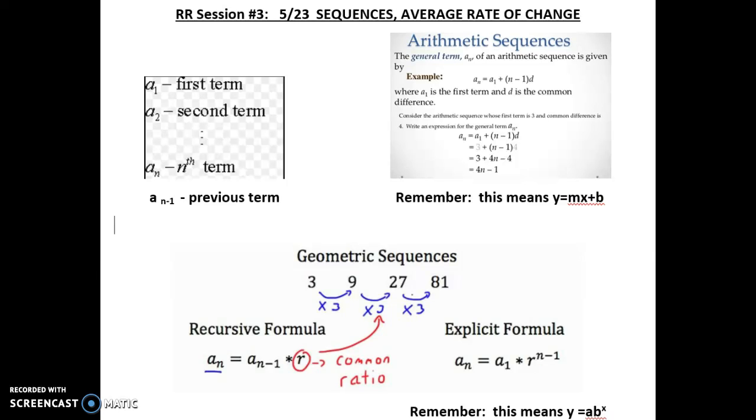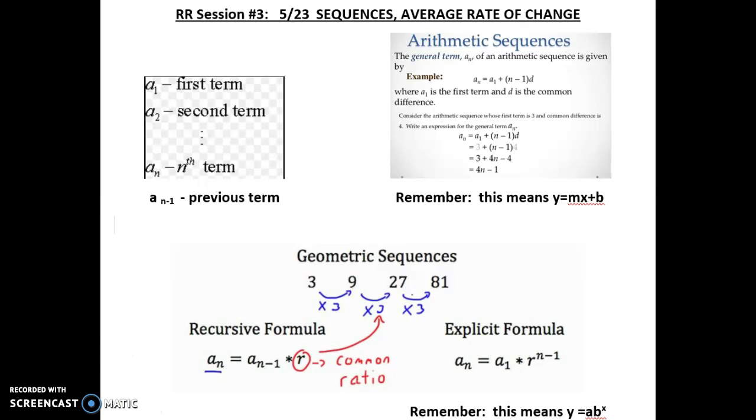Welcome to session 3. Our review today is going to be sequences and average rate of change. Now, we discovered that sequences were a little bit challenging, but if we remember that really we're just dealing with y equals mx plus b or y equals ab to the x, it's not really difficult. The challenging thing with these three types of things are the notations.